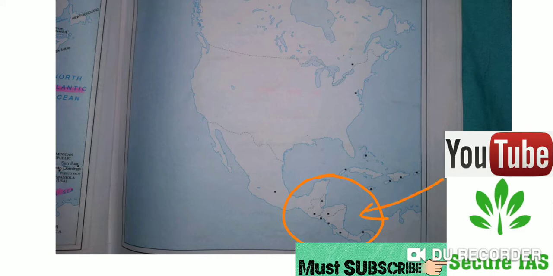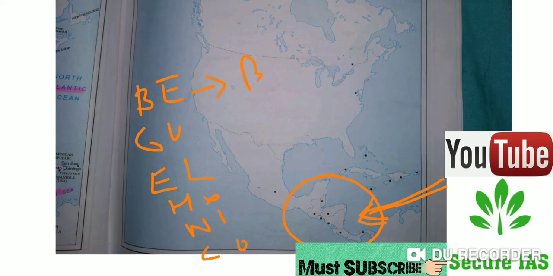So we have a simple trick from which we can remember the countries in a sequence. The trick is Beguel Honico. We will take the first two letters of all the countries. Beguel Honico. B stands for Belize.